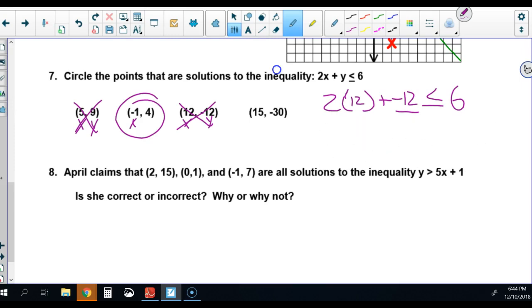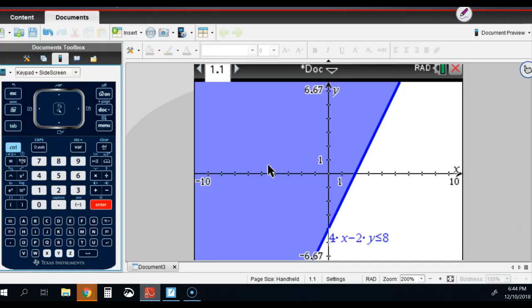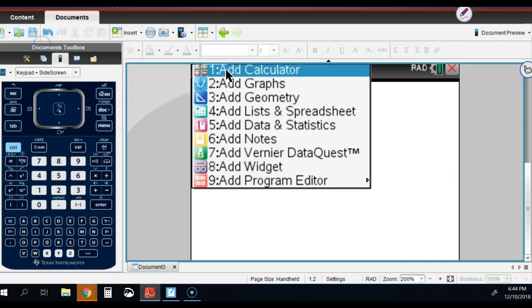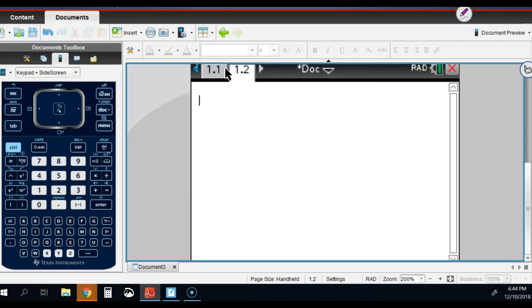We're going to do this one a little different. I've done the last 3 here, and I think you get the idea. We'll do it a little bit different. Plug in 15 for the x, -30 for my y, and let's go look at our calculator. I'm going to add a new page, make it a calculator.